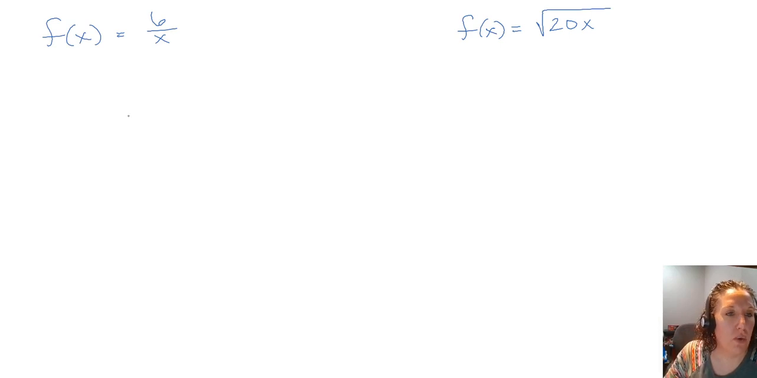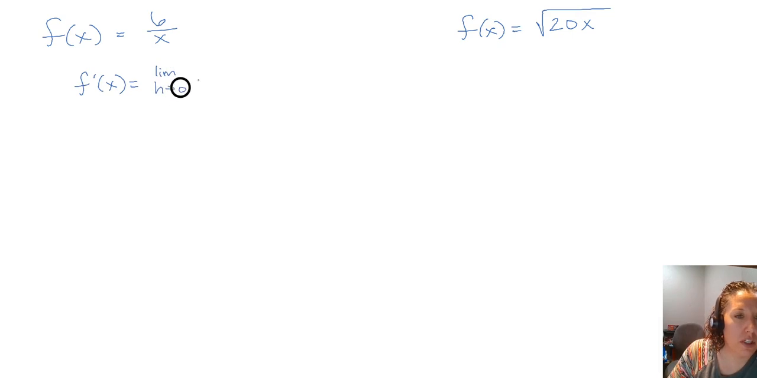Hello, in this video we're going to look at using the limit definition of the derivative to find the derivative of some functions that are not polynomials. So we have the first function f of x equals 6 over x. Our same basic idea: we're going to take the limit as h approaches 0 of f of x plus h minus f of x all over h.